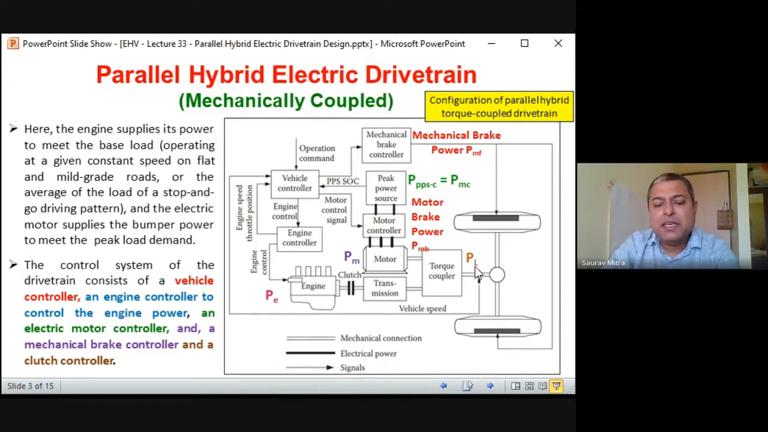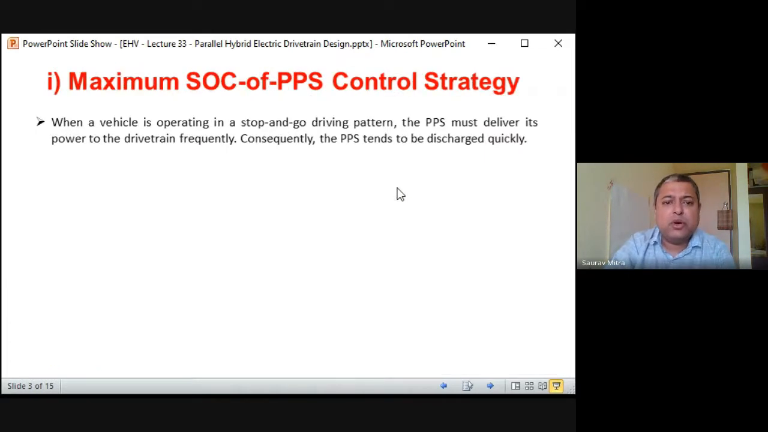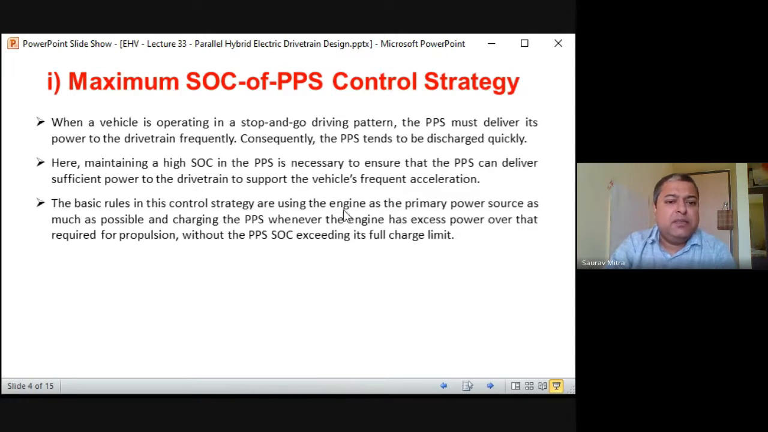But sometimes the power required to drive the vehicle is comparatively low because you are on a highway with a very good quality road. In this case, the tractive power required is very small. So if 100 units are produced, 80 units are used to drive the car, and the remaining 20 units will charge the PPS. You have to steal some power to always charge the PPS, and that is the strategy. Whenever the engine has excess power over that required for propulsion, that means PE greater than PL, it charges the PPS without the PPS SOC exceeding its full charge limit.